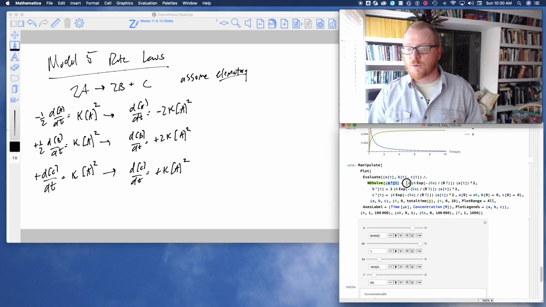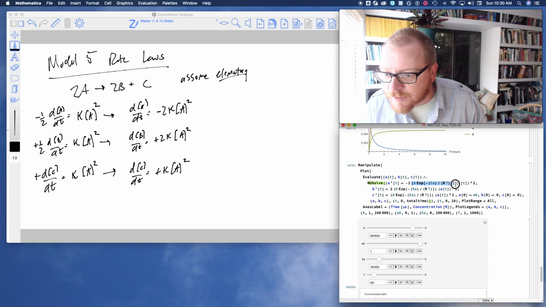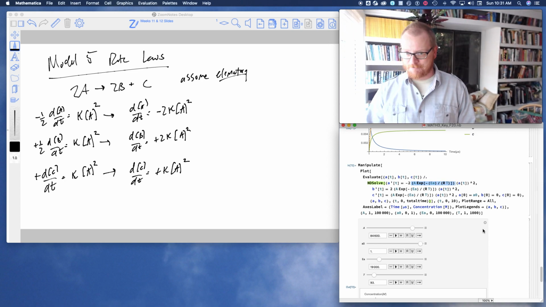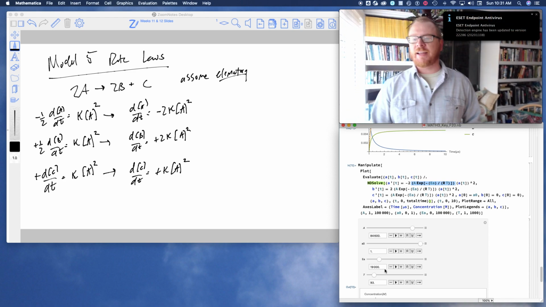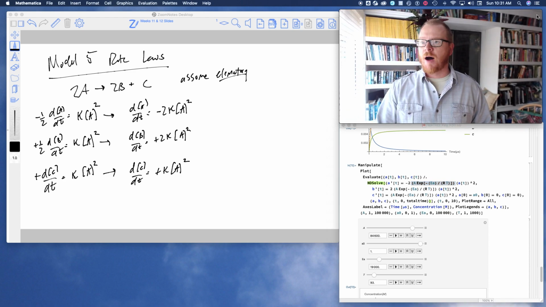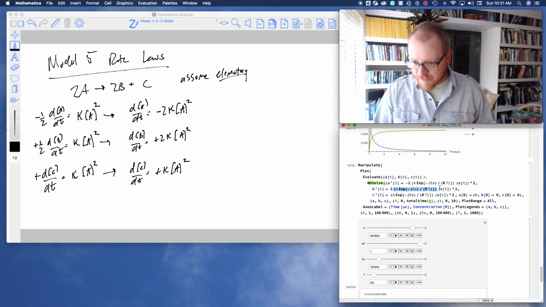A prime of t equals negative 2. And then look, this whole chunk right here is K. So we're putting the Arrhenius equation directly into that model. So there it is, K times A squared. And then here's B prime of t equals 2 times, once again, K times A squared. Okay, and then C, I don't have to have the 2, right, because of the stoichiometry.